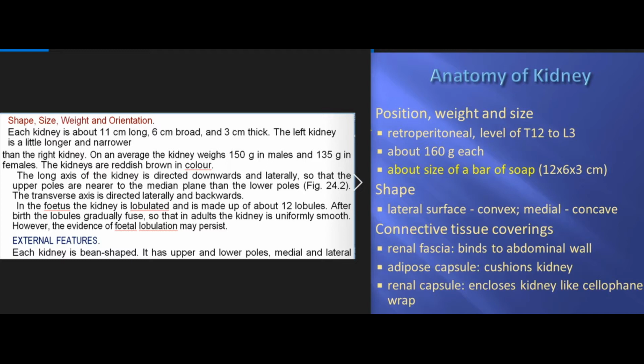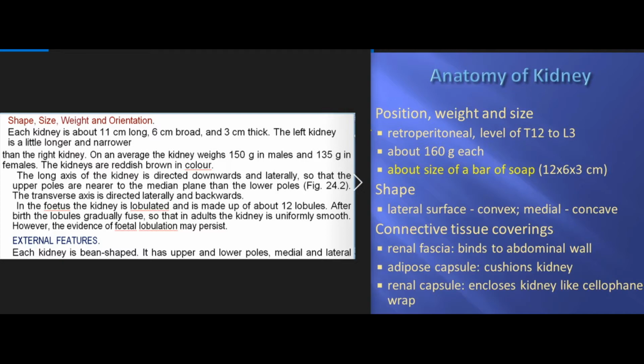In the foetus the kidney is lobulated and is made up of about 12 lobules. After birth the lobules gradually fuse, so that in adults the kidney is uniformly smooth. However, the evidence of fetal lobulation may persist.